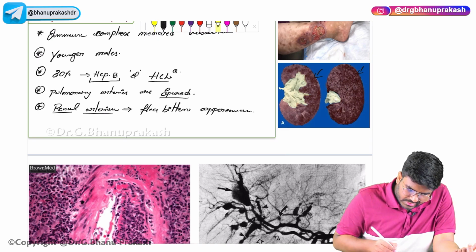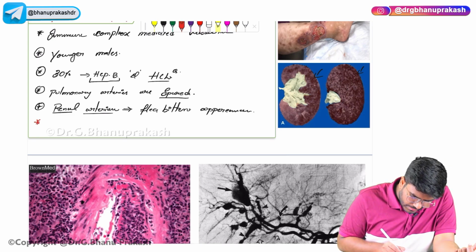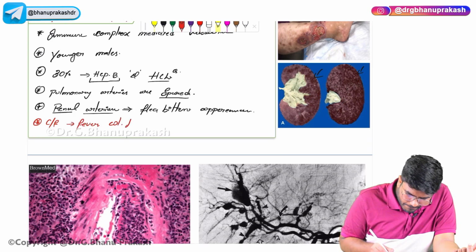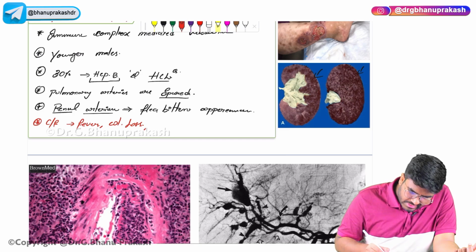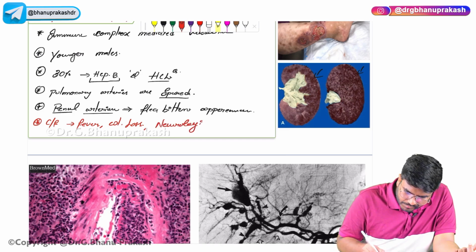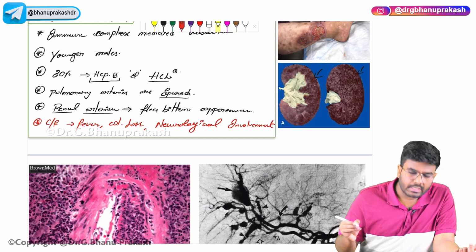So, what are the clinical features that are going to be there? The clinical features of these patients include fever and weight loss. These are non-specific symptoms: fever, weight loss, and because of the involvement of the cerebral blood vessels, there will be neurological involvement.